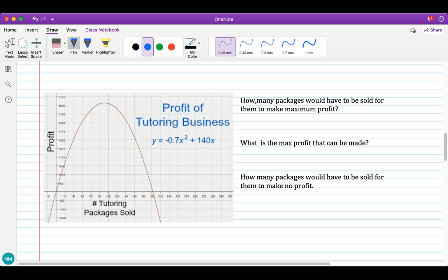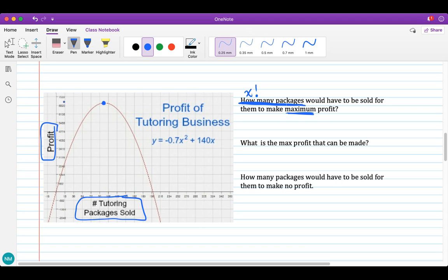Now, let's look at this here. How many packages would have to be sold for them to make maximum profit? How many packages? Is that X or Y? Number of tutoring packages sold. Profit. So this is going to be X. But again, it's talking about maximum profit, so I'm looking at my vertex. Again, we are going to estimate for the sake of estimating.